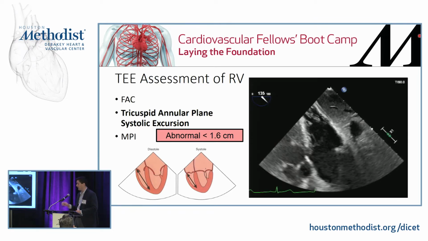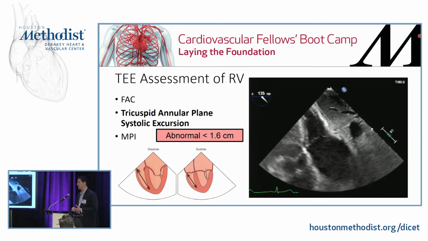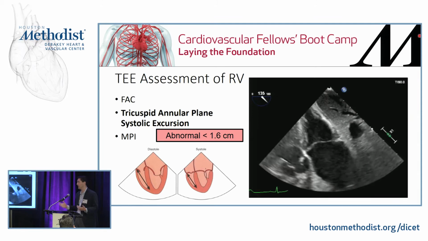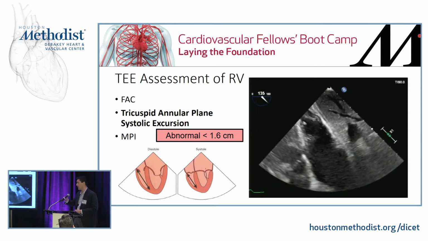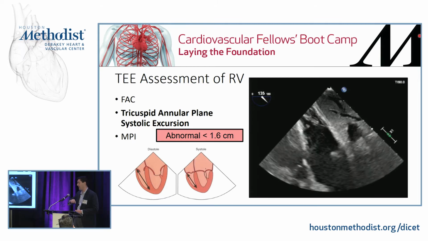But a fancier way to do it that is more in line with how it's done with TTE, which is where most of the evidence for TAPSE comes from, is to try to get good alignment with the ultrasound beam and the way that the tricuspid annulus is moving. I think this can most often be done, though not always, in a transgastric RV inflow view, which is seen here.